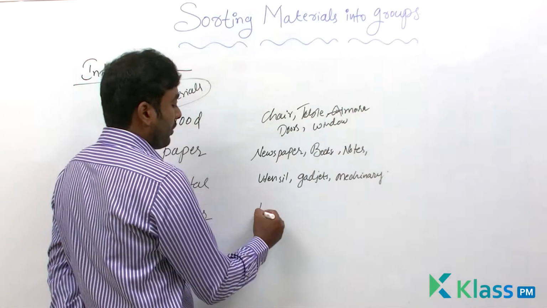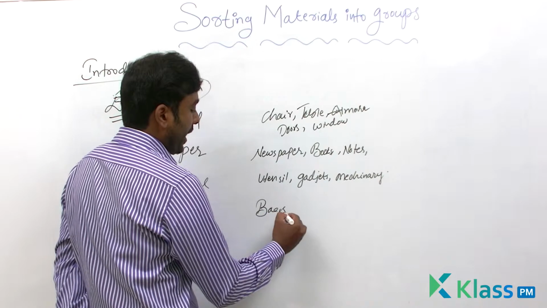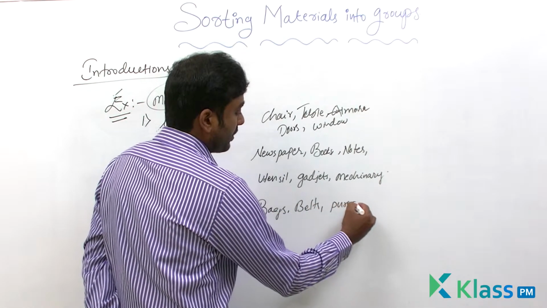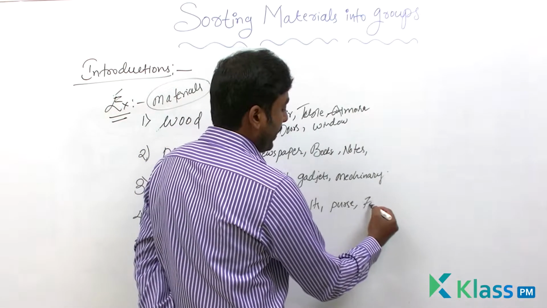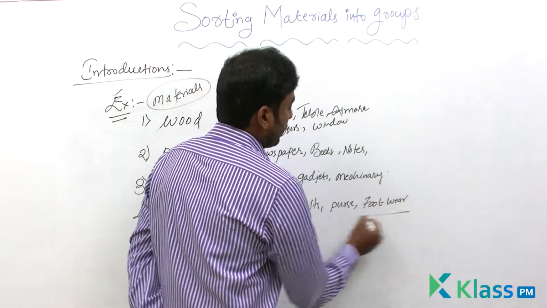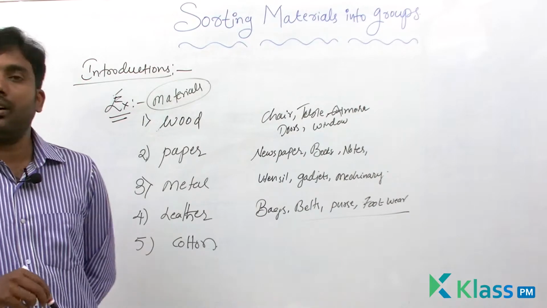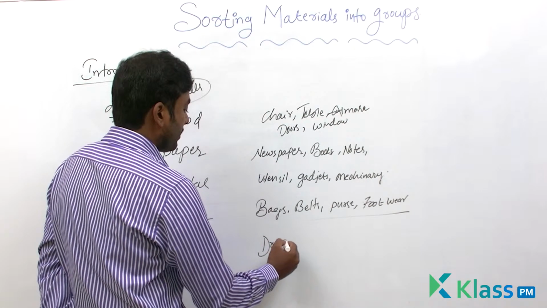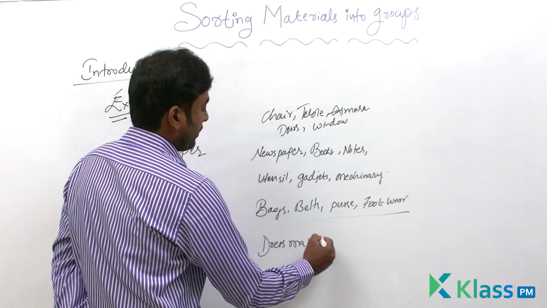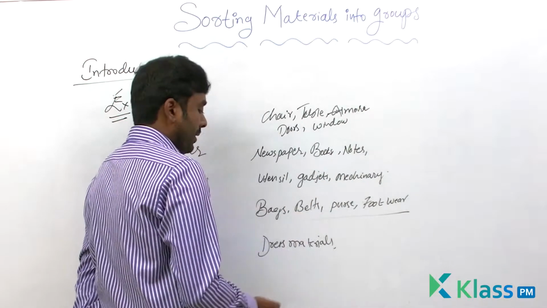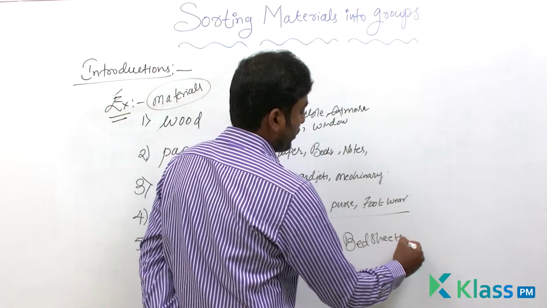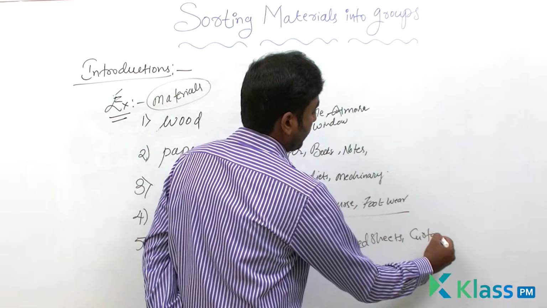Leather, with leather we can make bags, leather bags, belts, purses, and also we can make footwear. So these are all the different things we can make with leather. Cotton, with cotton we can make dress materials, shirts, pants, okay, all these things. And also we can make bed sheets, cotton bed sheets. We can make curtains also.